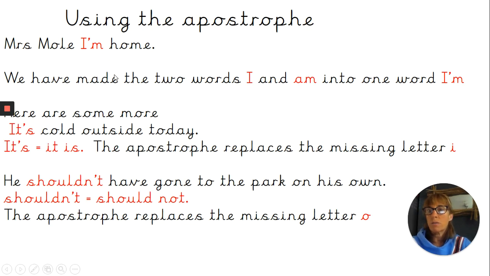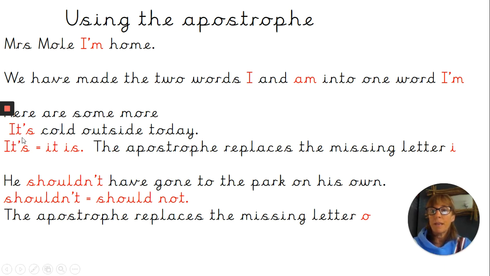Oh, let's go back. Sorry, children. How do we use the apostrophe? Mrs. Mole, I'm home. We've made the two words, I and am, into one word, I'm. So what letter is missing in the word I'm? I and am come together, and we can turn it into I'm, and the missing letter is the A. I am is the same as I'm. I am at school. I'm at school.